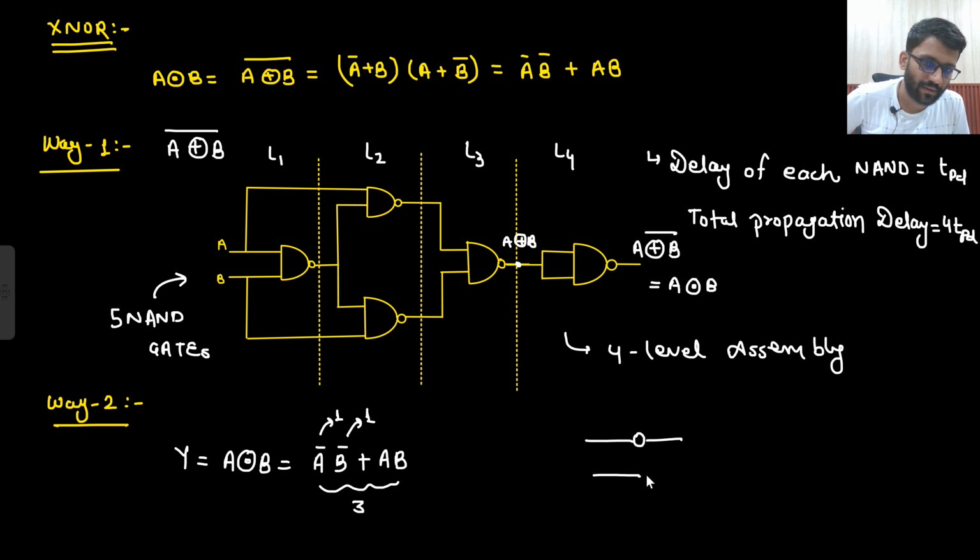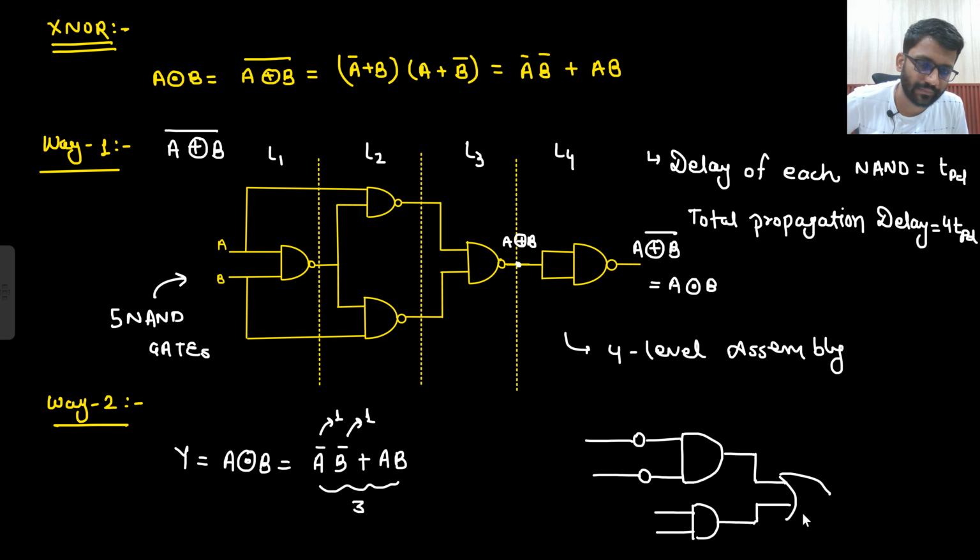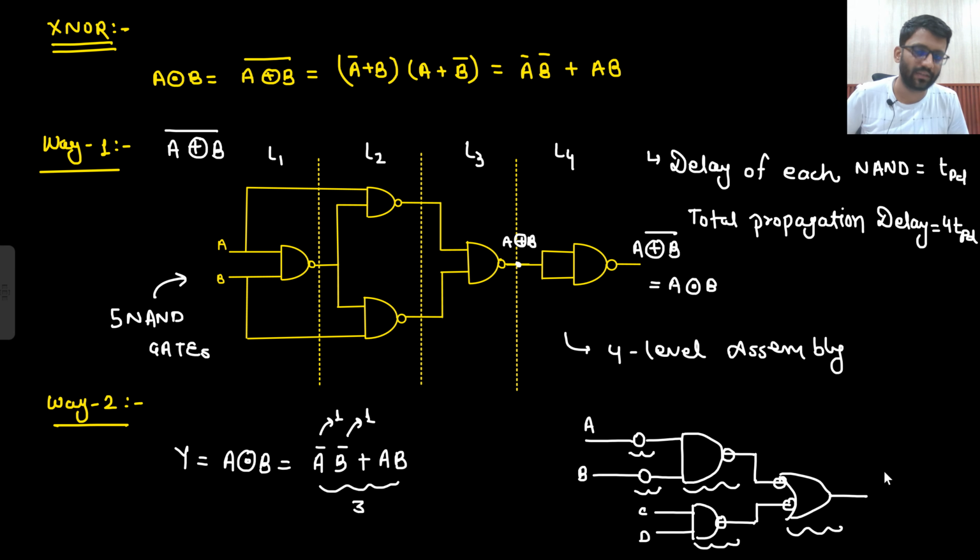A bar, B bar, and then multiplication, and then AB, A into B, and then what is there? Then there is addition, right? So here if I implement one bubble, another bubble I have to implement, one bubble here, another bubble here. 1, 2, 3, 4 and 5. This is A, B, C, D. So the answer is 5. So this is the answer.